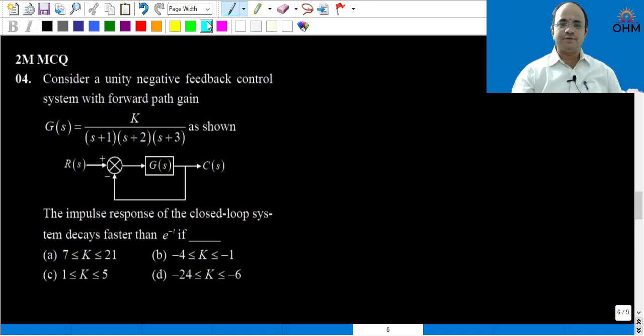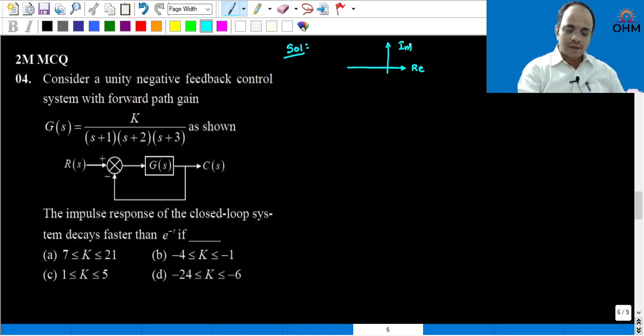Now, the impulse response of the closed loop system decays faster than e power minus t. What do you mean by that? So, the response should be faster than e power minus t, which means what is the basic requirement? The dominant poles of the system should be less than minus 1, or on the left hand side of this minus 1 point. So, anywhere the dominant poles can be located, on the left side of this minus 1. In order to check that, you have to use the relative stability concept.